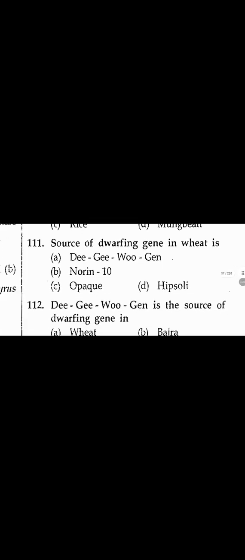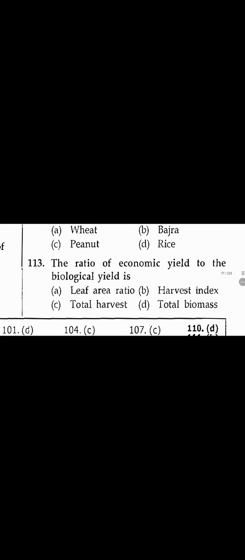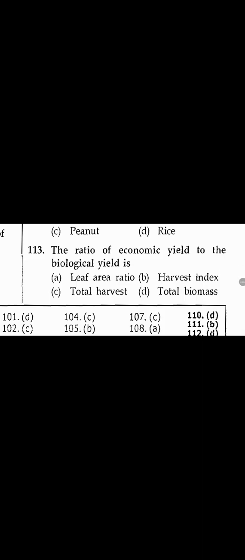Question 111. The source of the dwarfing gene in wheat is option B, Norin 10. Question number 112. Dee-geo-woo-gen is the source of the dwarfing gene in rice. Question number 113. The ratio of the economic yield to the biological yield is known as the harvest index. Question number 114. The plant type concept was first introduced by Jennings in 1964.